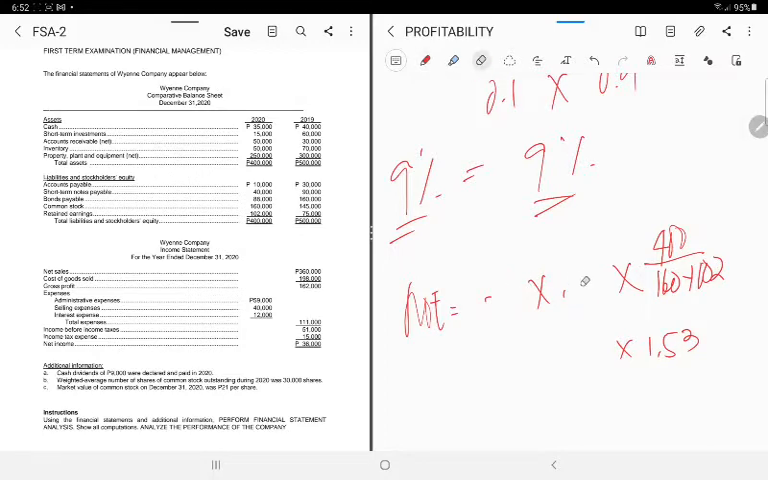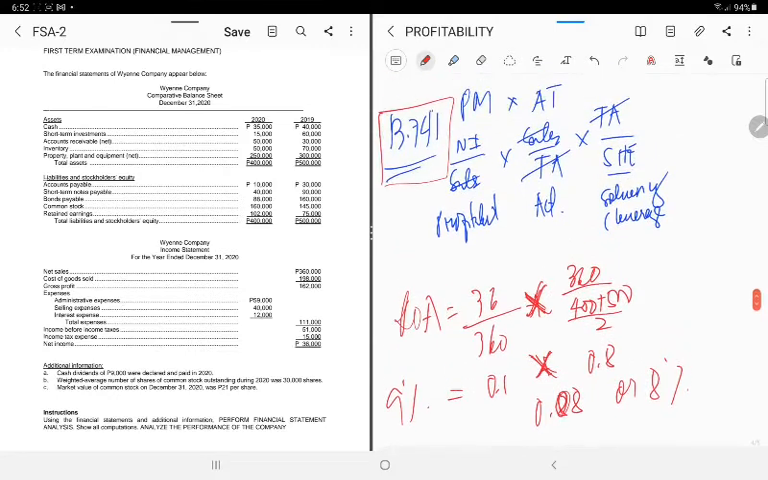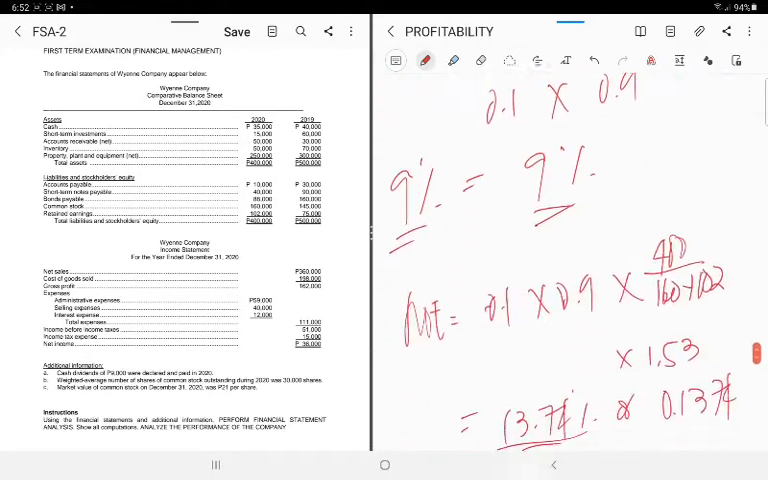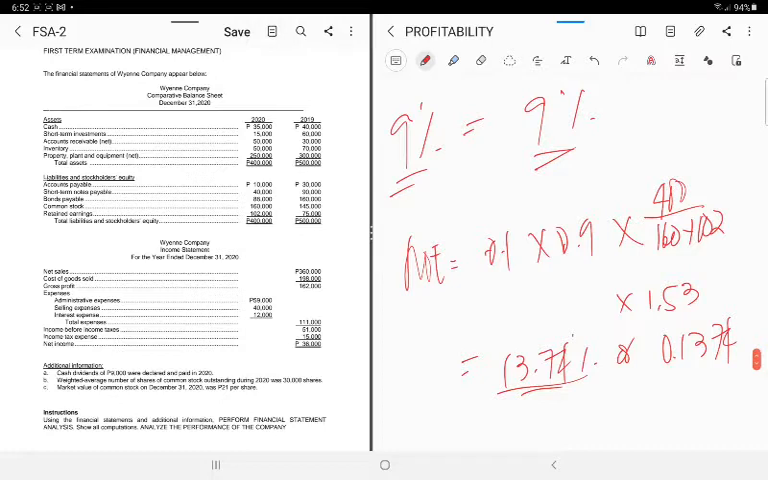Mali figure na sinusulat ko, class. 0.1 times 0.9 times 1.53. Nakuha niya na yung sagot. It is 13.74%, or ang makukuha nyo dyan ay 0.1374. Parehas ba dun sa taas? Ayan na, 13.74%. Parehas. Okay? So, makikita natin kung alin yung mas magko-contribute.